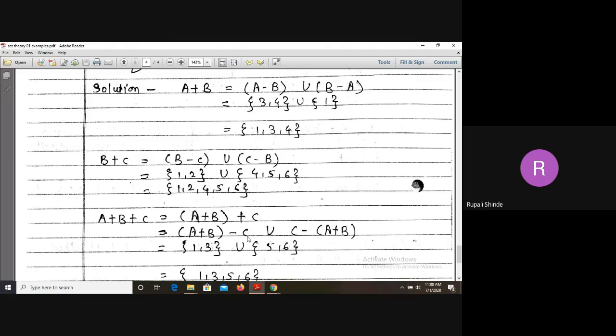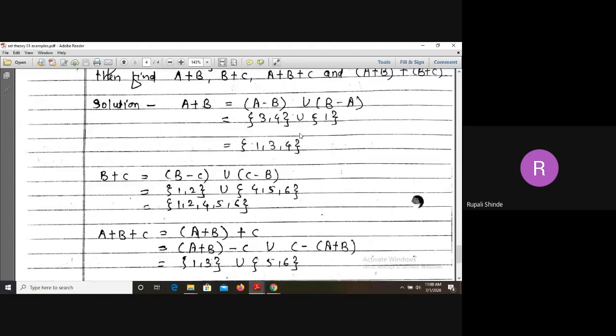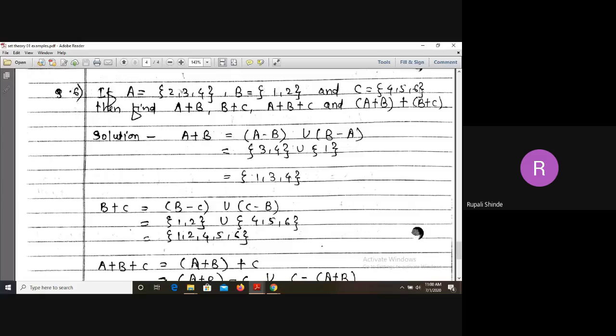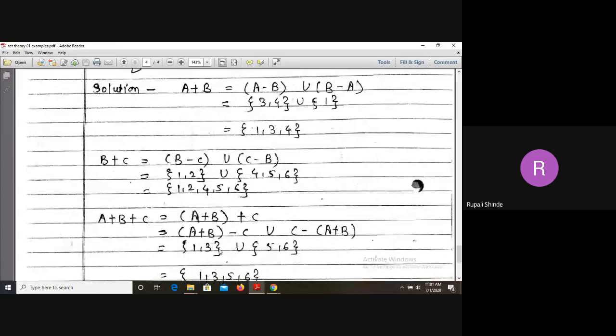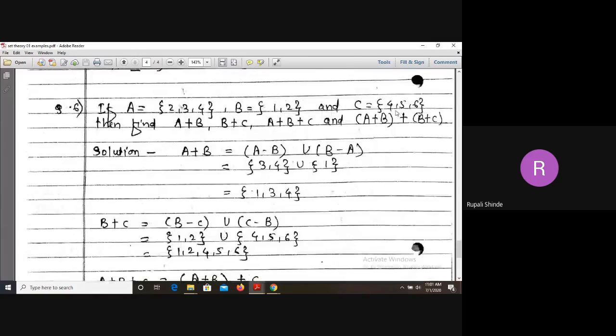That is the one part. Now check what are the elements for A plus B: 1, 3 and 4, and C is containing 4, 5 and 6. Now whatever element is common between A plus B and C, we have to remove that element from A plus B. Okay. Now 4 is common. So we have to remove this element 4. So what is remaining now in A plus B? Set 1, 3. So that is written over here. Union. Now second part is C minus A plus B, the elements those are present in C but not in A plus B.